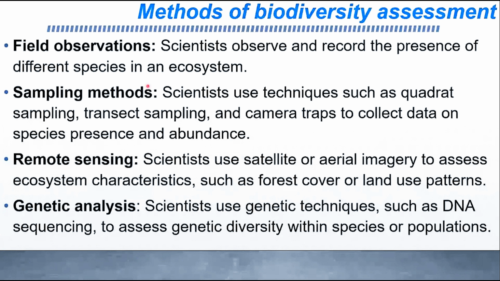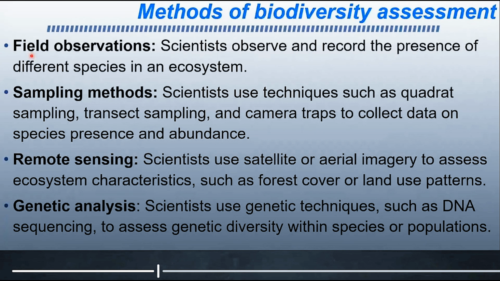So the first thing we have to look at is field observations, right? Most of the PhD students, most of the scientists, will go out into the field and observe and record the presence of different species in an ecosystem. For example, I work on zooplankton. I'll go to a water body, right? I will use my net. I will collect water. I will take that sample to my laboratory and observe under a microscope, and I will try to understand what kind of zooplankton are present in my sample.